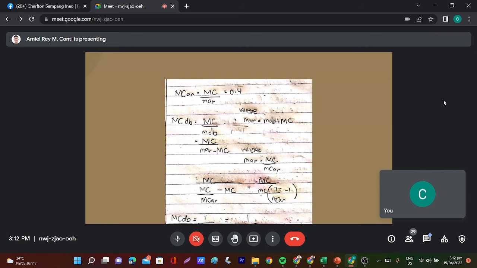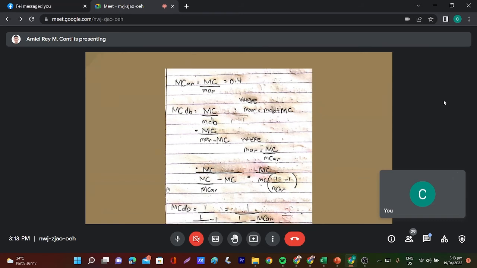So, the only thing given is the 40%, which is the moisture content as received. We convert 40% to a decimal, 0.4. When we say moisture content as received, it is also equal to the moisture content over the mass as received. Next, we first get the moisture content dry basis. It is equal to the moisture content over the mass dry basis. Then we do a derivation for the mass dry basis.